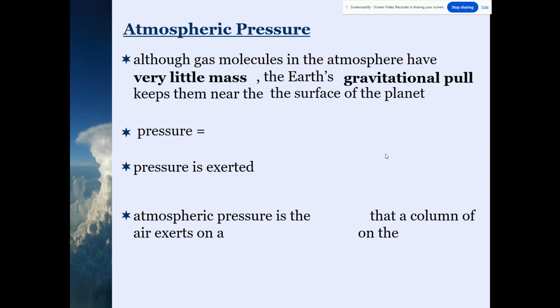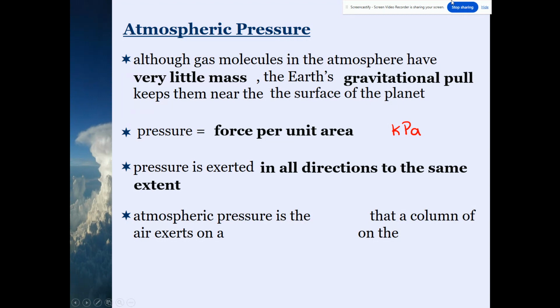Now, there are gas molecules that make up our atmosphere. They have a very small mass, but the Earth's gravitational pull holds them towards the surface of our planet, and that's what enables us to have an atmosphere that is good, right? Because it has the air, the oxygen, and the other gases that we need to survive. The pressure is defined as the force per unit area, and there's a lot of different ways that we can measure pressure, but the standard unit that we use in Chem 20 in the Alberta curriculum is kilopascals. We're going to talk about the different units and how to convert between them.